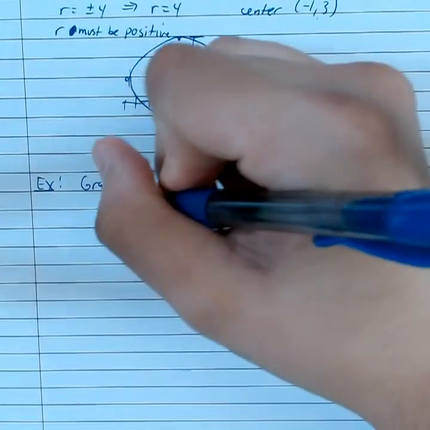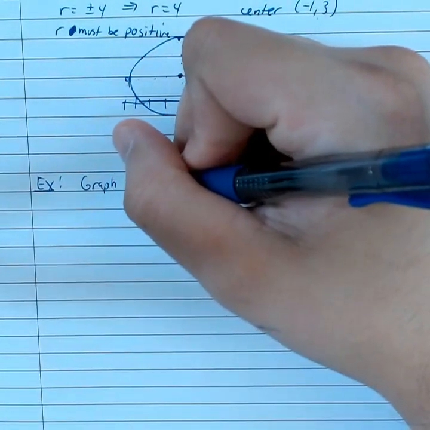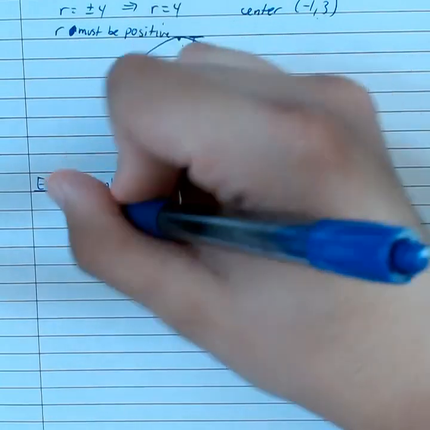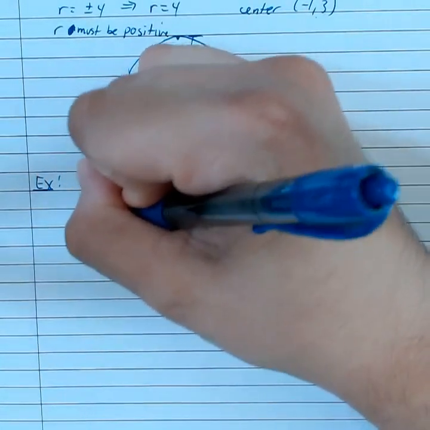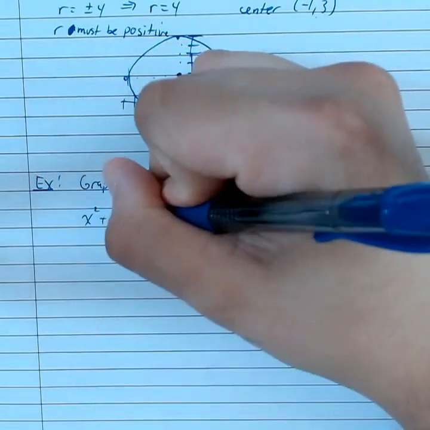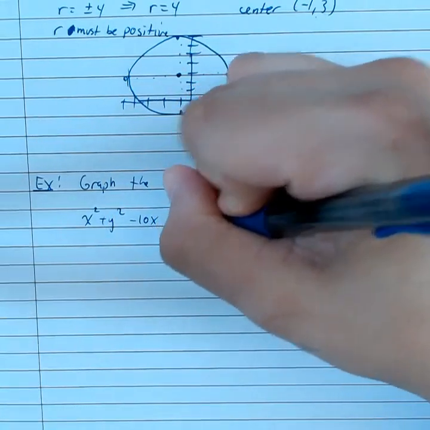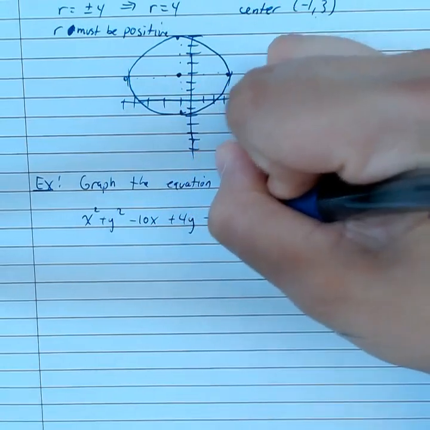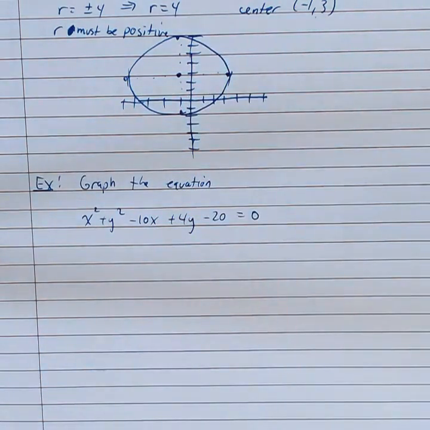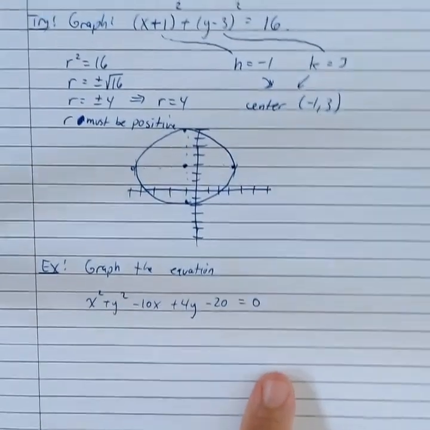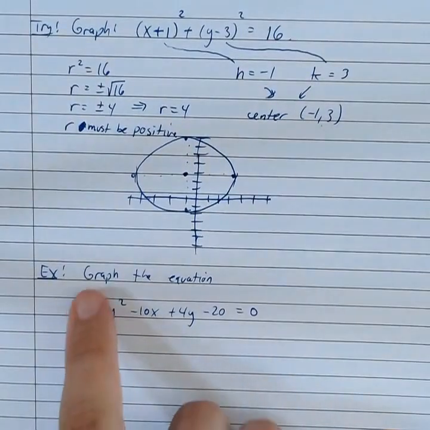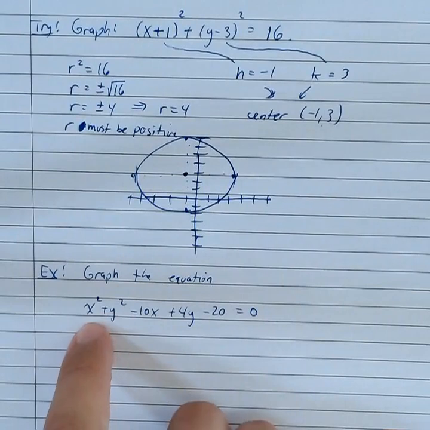And this is going to look a little different. Let's try x² + y² − 10x + 4y − 20 = 0. Now that definitely doesn't look like what we had before. All right? We still recognize this as being a circle though. So how do we do that?